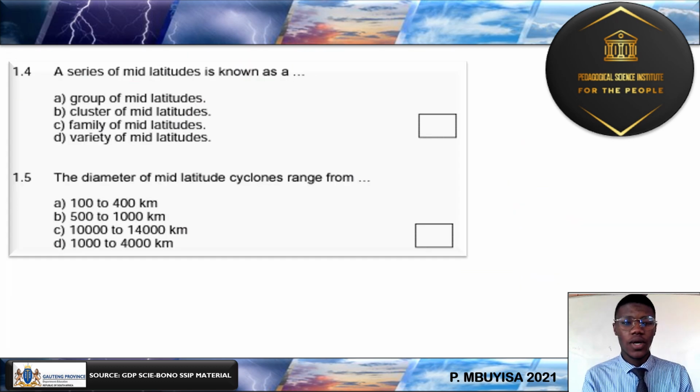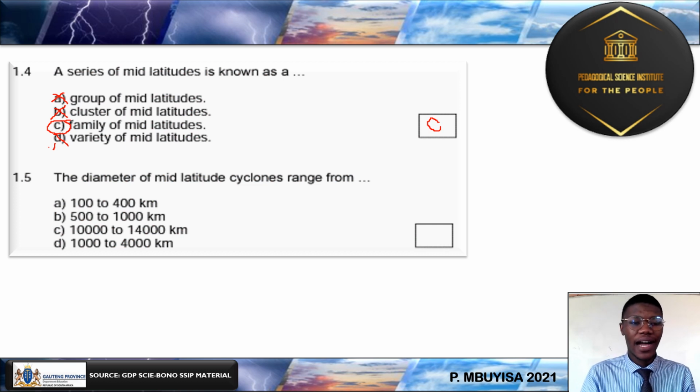Okay, let's go to question 1.4. A series of mid-latitude cyclones is known as A, group of mid-latitudes, B, cluster of mid-latitudes, C, family of mid-latitudes, D, variety of mid-latitudes. Now, this is something that you need to remember. There is no such thing as a group, a cluster, or a variety of mid-latitude cyclones. And remember that when mid-latitude cyclones occur, they occur subsequent to each other. They occur one after another, and we call that a family of mid-latitude cyclones.